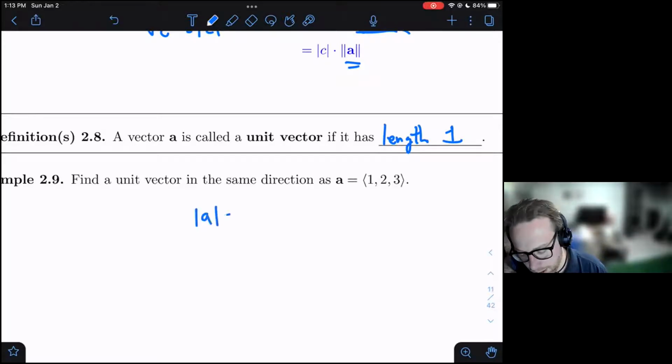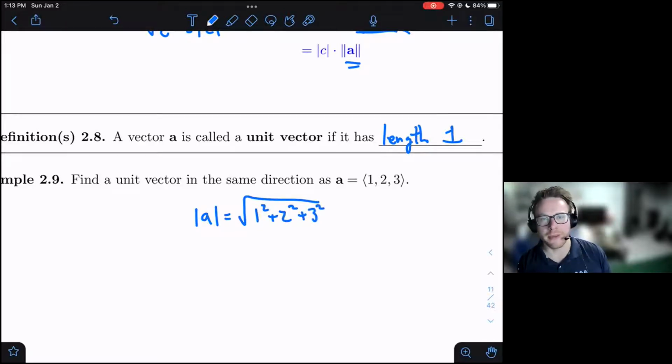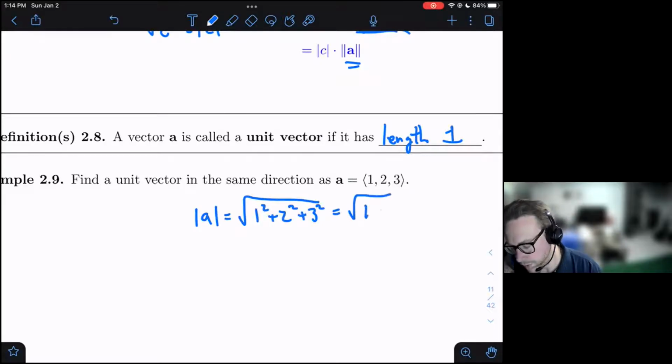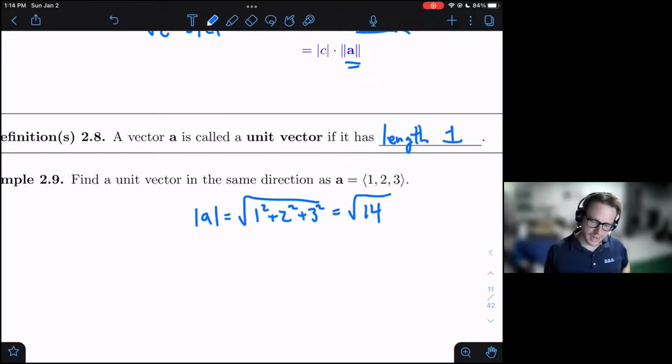The length of A is going to be the square root of, and again, we take each component. So 1, we square that, 2, we square that, 3, we square that, we sum them all together, throw them in that square root, and that's the length of the vector there. So this is going to be the square root of 14 if I did this correctly. 9 and 4 and 1 together make 14. So this has length root 14.